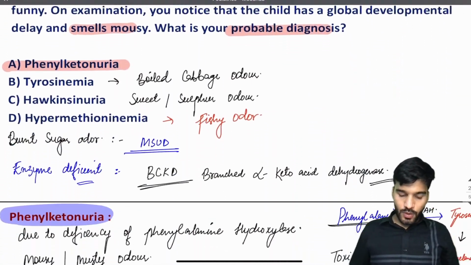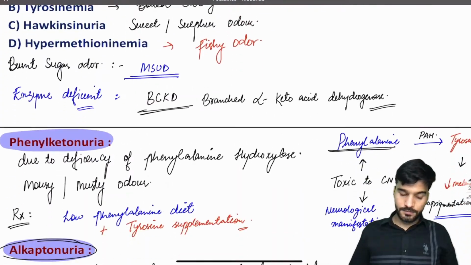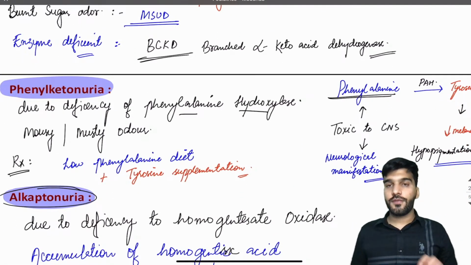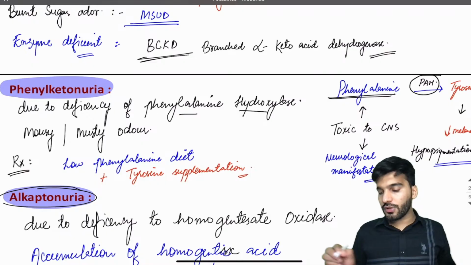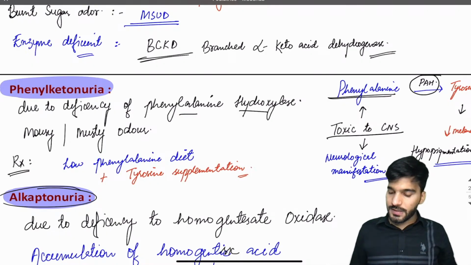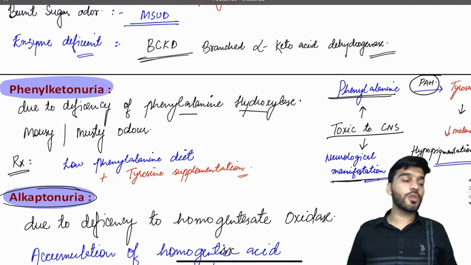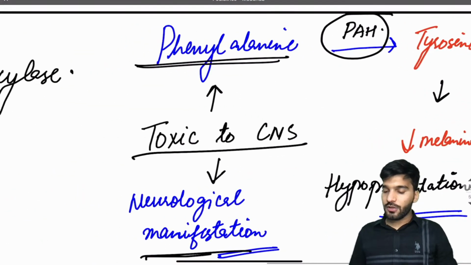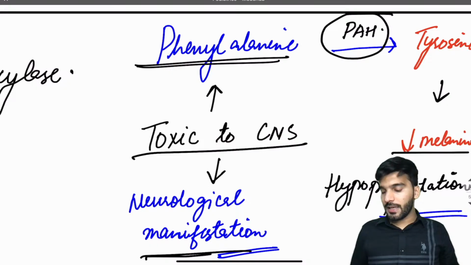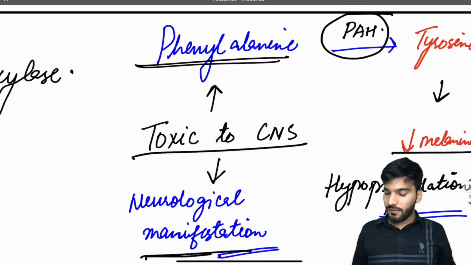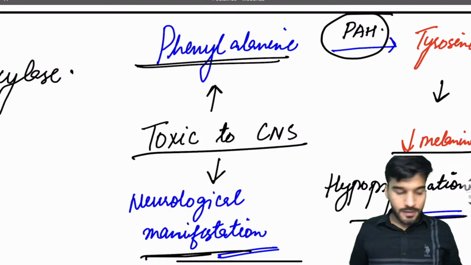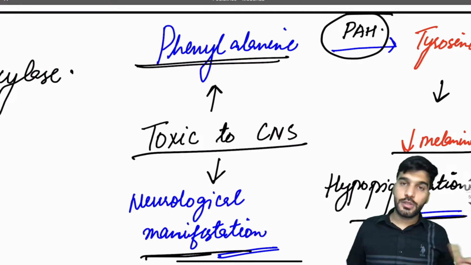Next one, we discussed phenylketonuria. It is due to the deficiency of phenylalanine hydroxylase. When phenylalanine is not converted to tyrosine, phenylalanine will be increased, which is toxic to the CNS. That's why the patient has neurological manifestations. When tyrosine is decreased, there is decreased melanin, because melanin comes from tyrosine. We have hypopigmentation, so hypopigmentation with neurological manifestations is more of phenylketonuria.